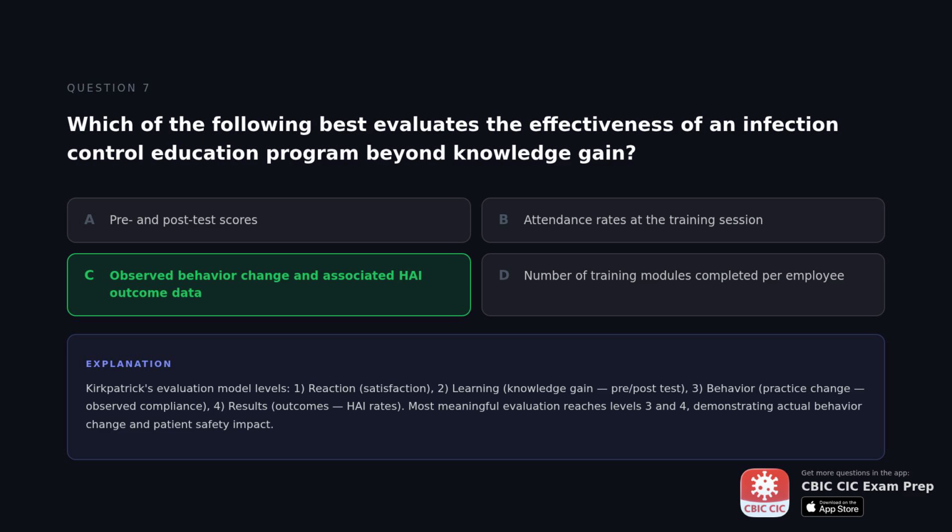The correct answer is observed behavior change and associated HAI outcome data. Kirkpatrick's evaluation model levels: 1. Reaction, satisfaction. 2. Learning, knowledge gain per post-test. 3. Behavior, practice change, observed compliance. 4. Results, outcomes, HAI rates. Most meaningful evaluation reaches levels 3 and 4, demonstrating actual behavior change and patient safety impact.